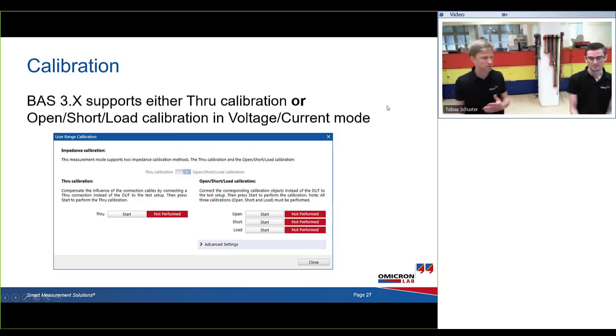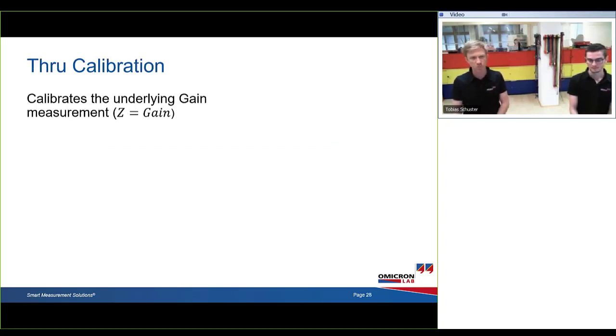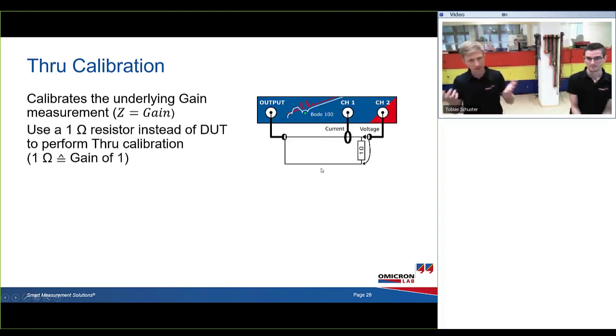When we talk about calibration, then please note that the Bode Analyzer Suite 3 supports either the Thru calibration or the open short load calibration in the voltage current mode. So you can either connect Thru calibration or open short load. In the Thru case, it will just calibrate the underlying gain measurement, because actually the impedance equals gain, where we said voltage at channel 2 divided by voltage at channel 1 is the gain, and if we give a current to channel 1, then the result will be an impedance.